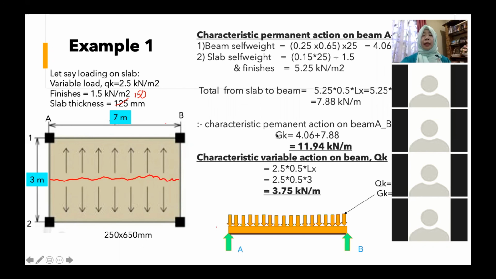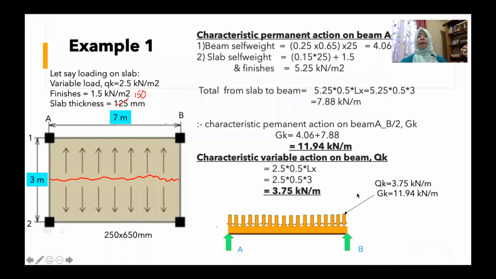So this is GK. Now we need to find QK. Using the formula 0.5 QK LX, by inserting into the formula, you get 3.75. Therefore, now we have the final values: QK is 3.75 and GK is 11.94. So these are the values on the beam.